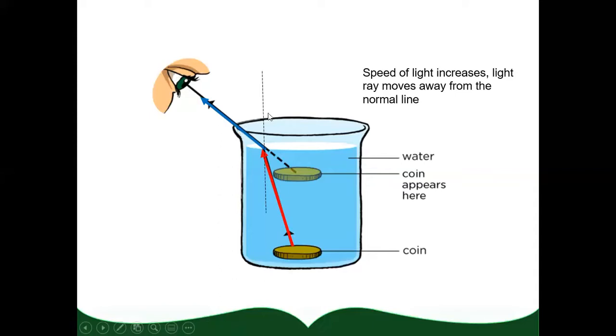Imagine this. If this is the incident ray, it is close to the normal line. Now, when the speed increases, it moves away from the normal line. The light will enter the human eye and the brain will interpret it as a straight line. So, the light will be extended and the coin appears to be here.